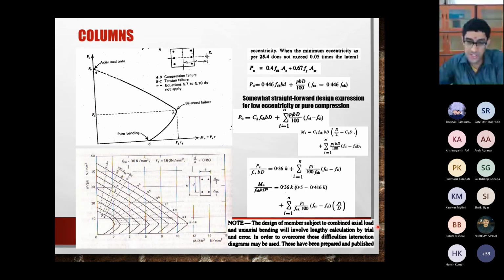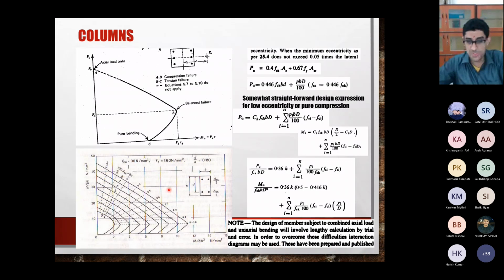The design of a member subject to combined axial load and uniaxial bending, uniaxial bending means bending along one axis. And there's an even worse case, biaxial bending, which means there's a moment this way in addition to axial compression. Even for uniaxial bending and axial load, it involves lengthy calculations by trial and error. So nobody wants to do this. So only for this reason, people use interaction diagrams.